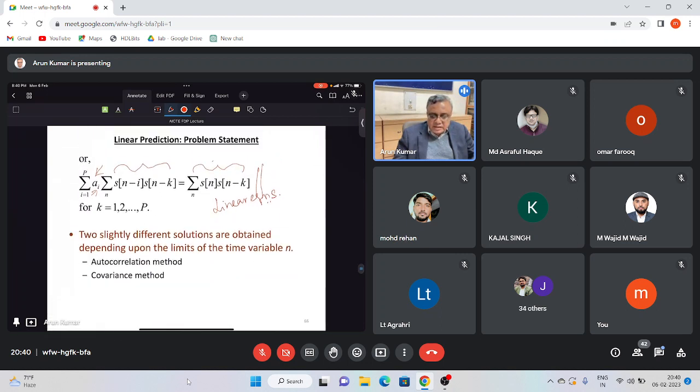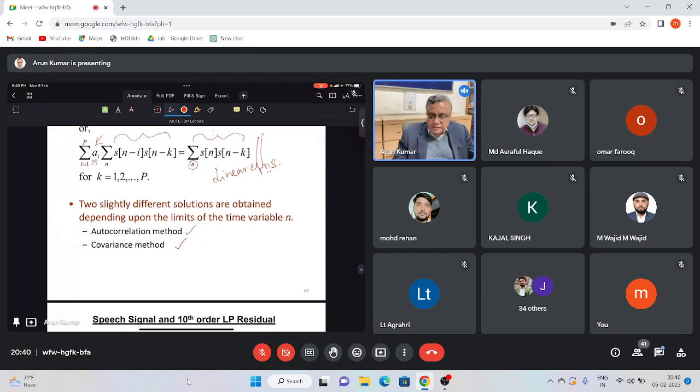So there are two slightly different solutions which can be obtained to the above set of equations depending on the limits that we impose on n, on the summation n. And these are called the autocorrelation and the covariance method. So we will not go into the details over here, but just for your knowledge, which you can look up later on if indeed you want to go deeper into this.